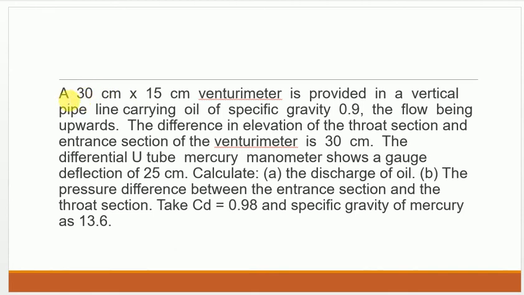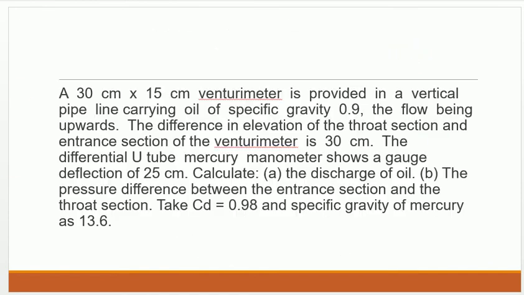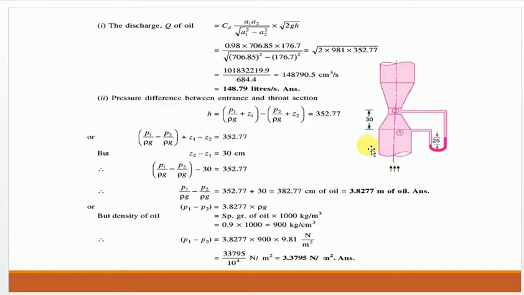So the problem statement is: a 30 cm by 15 cm venturimeter is provided in a vertical pipeline carrying an oil of specific gravity 0.9, the flow being upwards. So the oil flows in an upward direction in a vertical pipe, in which a venturimeter is fixed. The difference in elevation of the throat section and the entrance section of the venturi is 30 cm. At the entrance, the elevation is 0, and at the throat the difference is 30 cm.